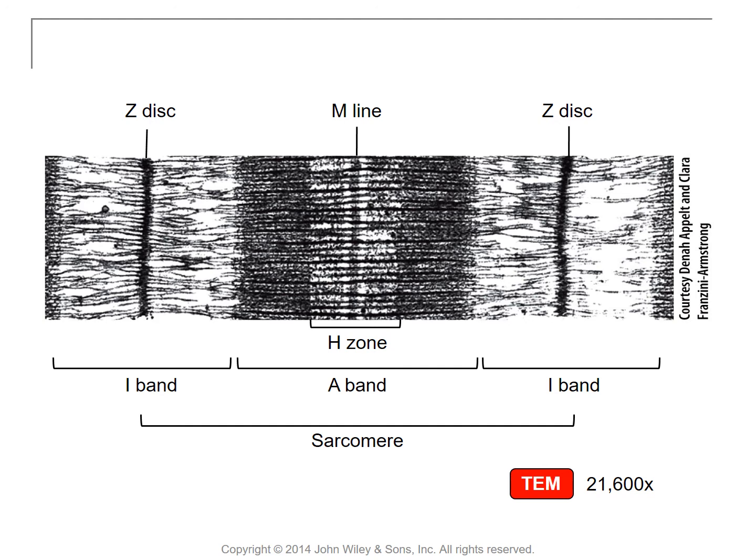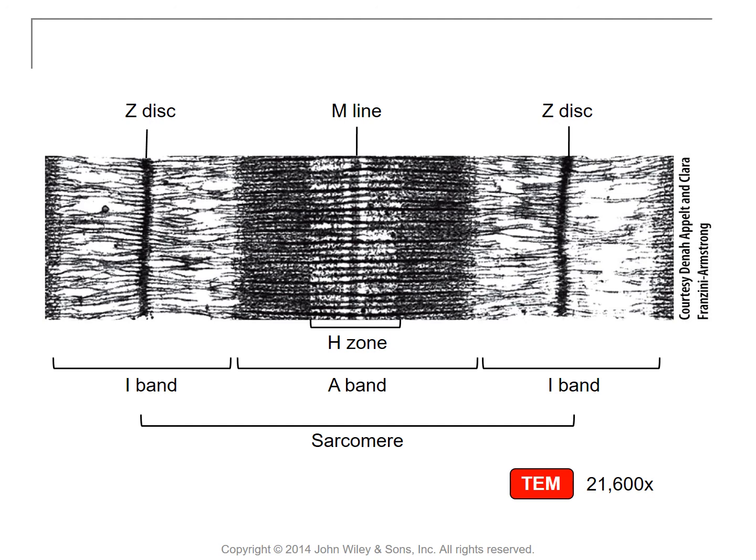This picture just shows a transmission electron micrograph of an actual muscle fiber. So here you can see some of the parts that we've just been talking about. You can see the M line in the very center. You can see the H zone, which is just the thick filaments. That much darker area outside the H zone is where you have overlap between thick and thin filaments. So you see that the H zone is part of the A band.